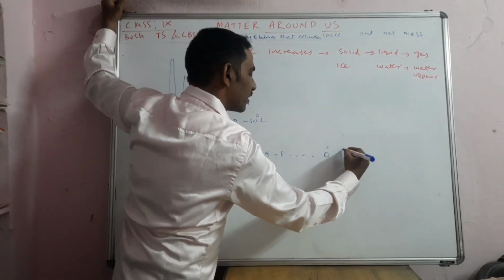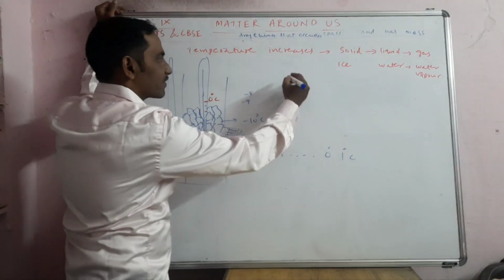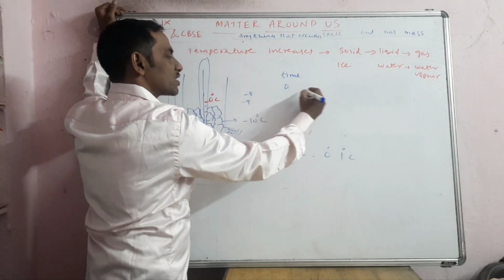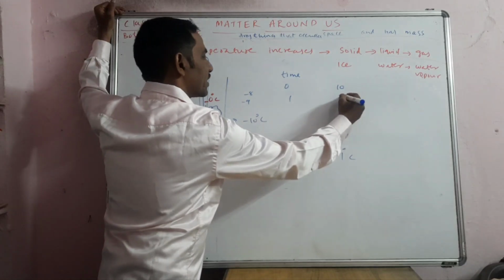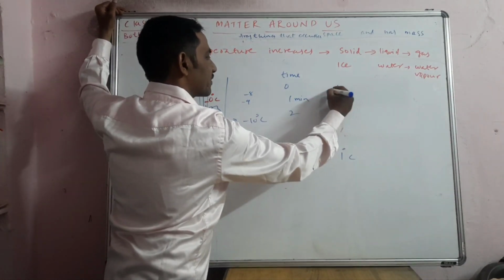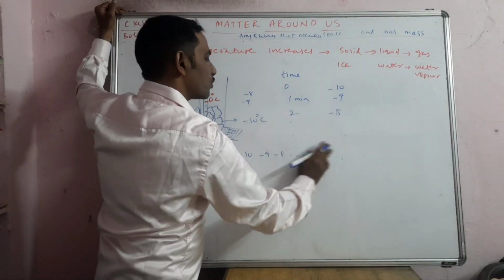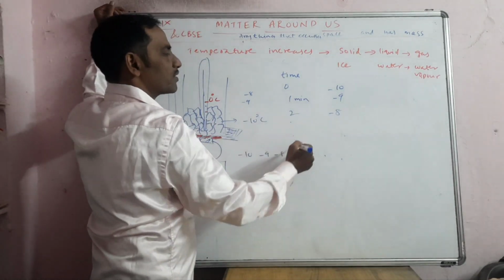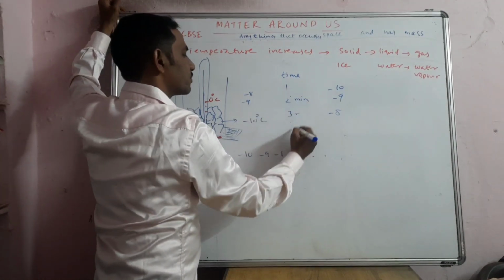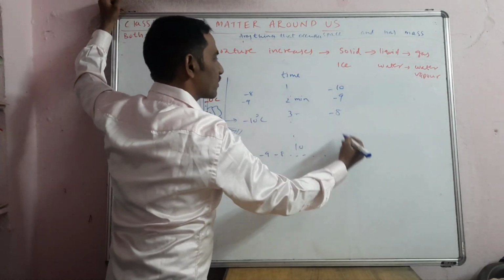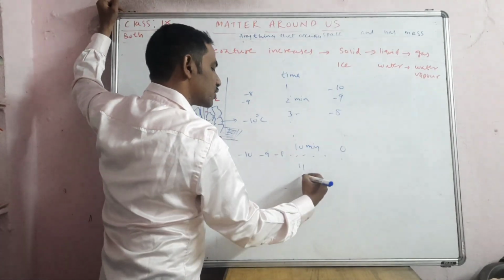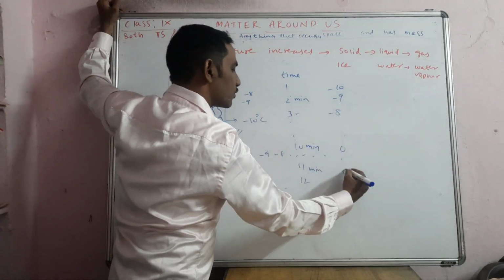After 0, exactly 1 degree should come. For example, if you make a scale of time, at 0 minute when you start it is at -10, first minute -9, second minute -8, like that. So when you go on, 0, 1, 2, something like that. Until the 10th minute it should be 0 or something like that, right? So at the 11th minute, 12th minute also it will remain at 0 only.